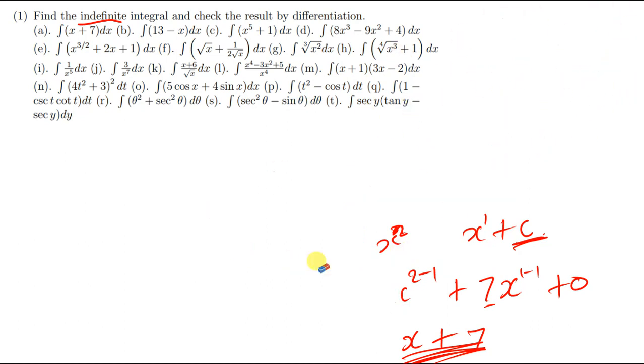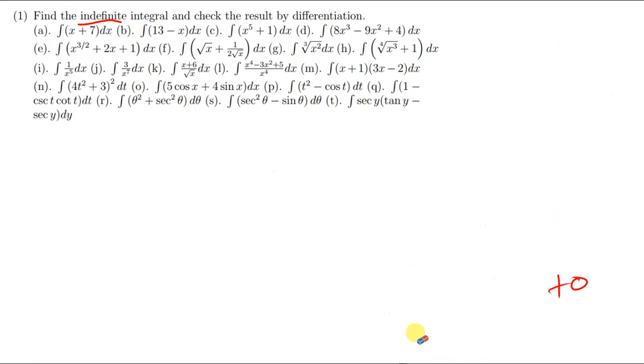So integration is straightforward. That's why sometimes it's called anti-differentiation, because you just do the opposite things that we do in differentiation. Okay, so we have 13 minus x. So the integral of 13 minus x, we're integrating this with respect to x.